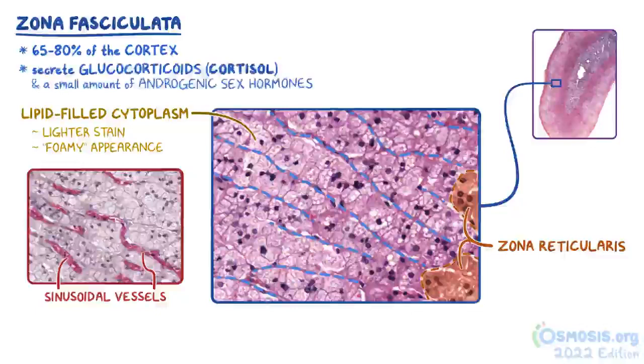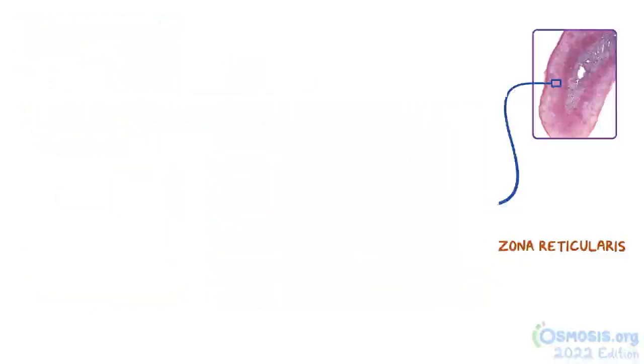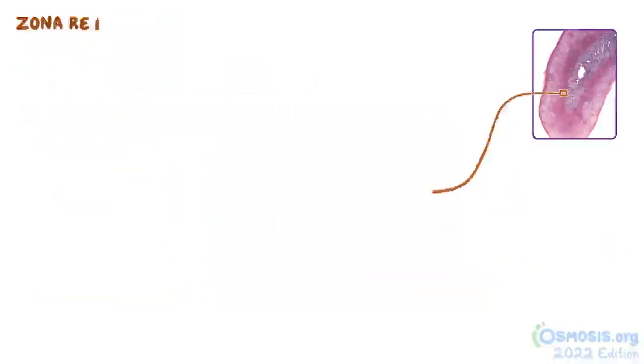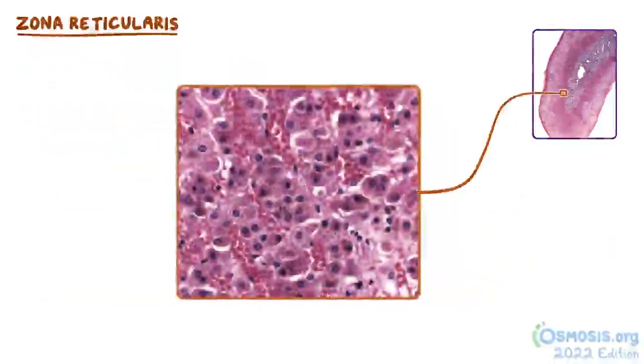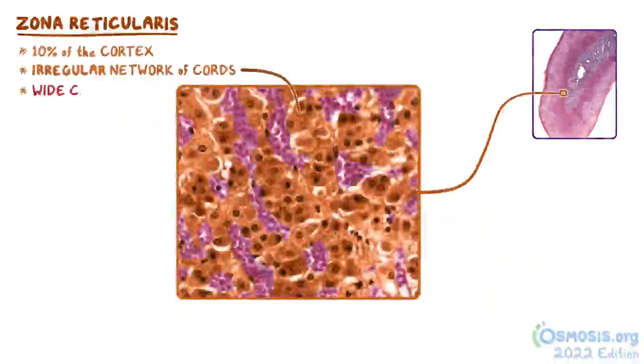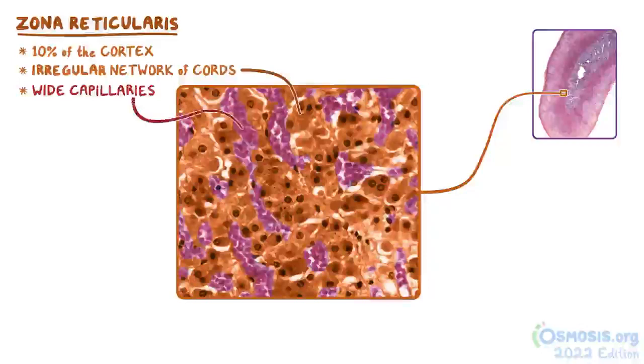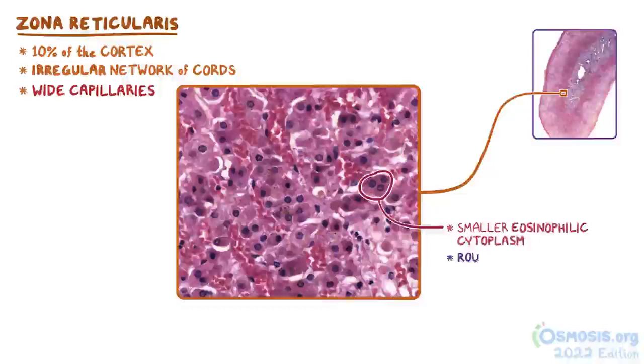Continuing even deeper into the adrenal cortex, let's take a look at the innermost layer of the cortex, the zona reticularis. This zone comprises about 10% of the cortex and contains an irregular network of cords with wide capillaries throughout. The capillaries are easily identified in this image, since they're the areas that are filled with red blood cells. The cells in this zone are smaller, with a pink or eosinophilic cytoplasm and round central nuclei. These cells stain darker than the previous layers because the cells contain fewer lipid droplets.